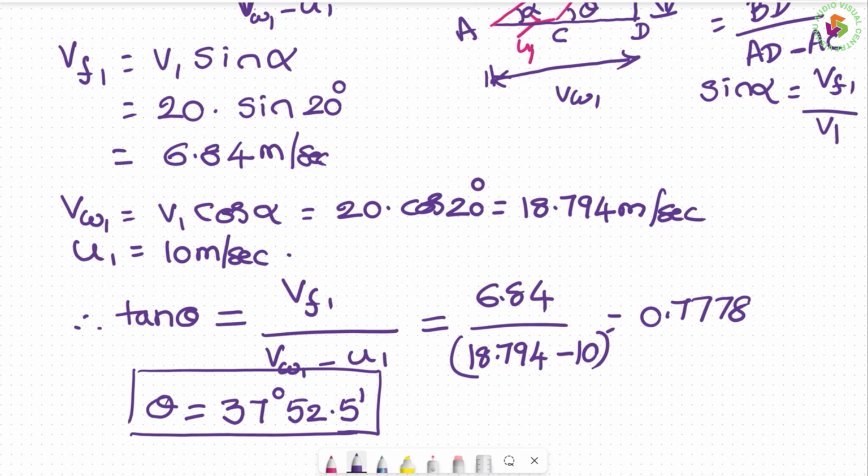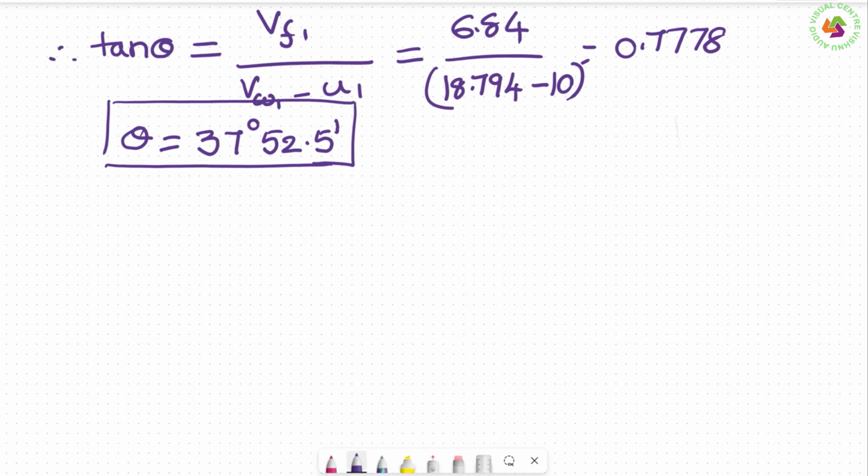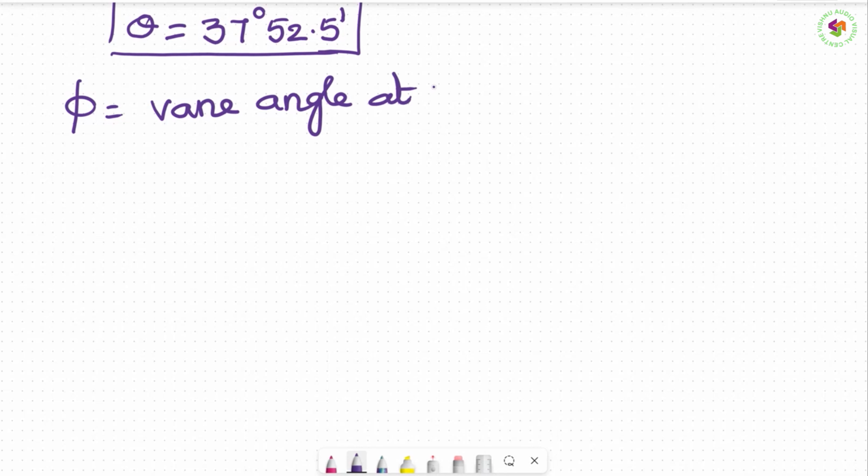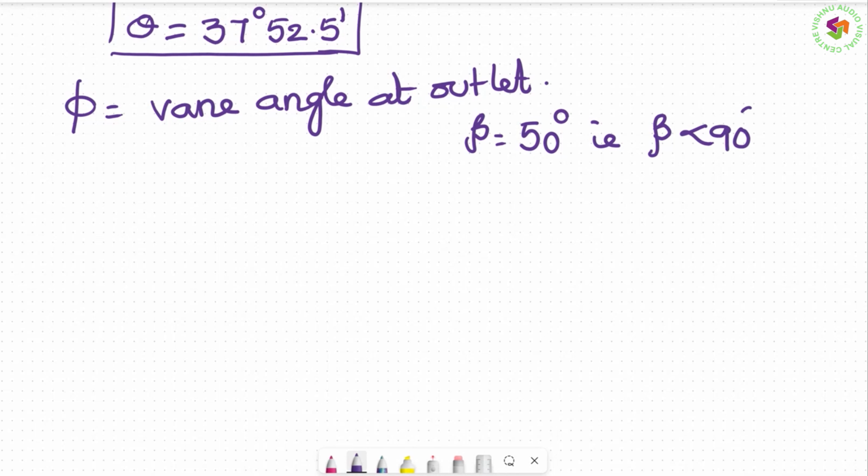So at inlet, this is the way that you can get the vane angle. Now for the outlet angle, how to get phi? Phi means the vane angle at outlet. So when I have to draw the velocity triangle, I know beta is equal to 50 degrees. That is, beta is less than 90 degrees. If that is the case, what is the velocity triangle like?